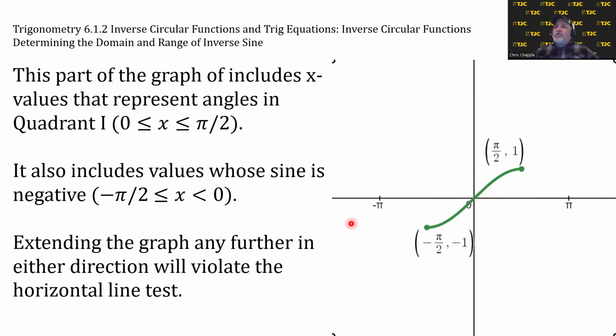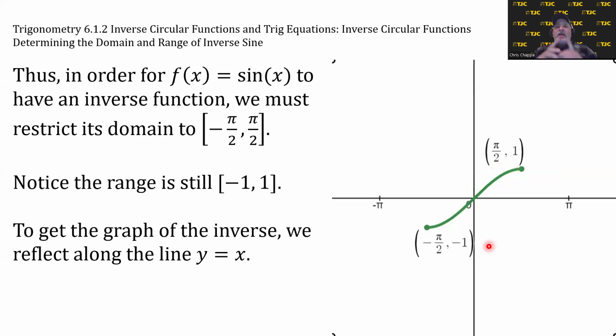Extending this graph further in either direction will violate the horizontal line test. Once we hit the high point and turn around and start coming down, that little hump is going to violate the horizontal line test. Same thing over here to the left. Thus, in order for f of x equals sine of x to have an inverse, we must restrict its domain to negative pi over 2 to pi over 2. Notice that the range is still -1 to 1. To get the graph of the inverse, we will reflect this along the line y equals x, and it'll turn out to look like this.